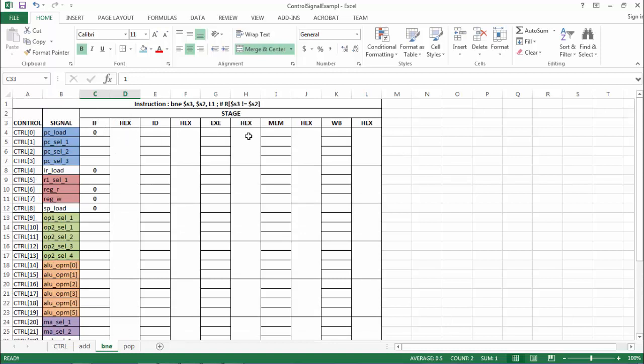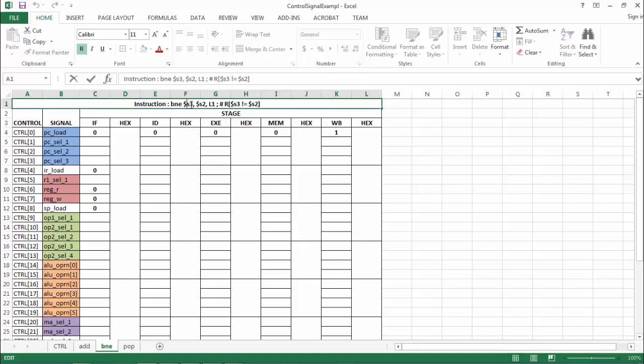Then on the PC load side, as we know, this will be loaded only at the right backstage, right? So this will be 1 always. Okay. Now for the BNE, for this case it is like S3 is not S2 again.